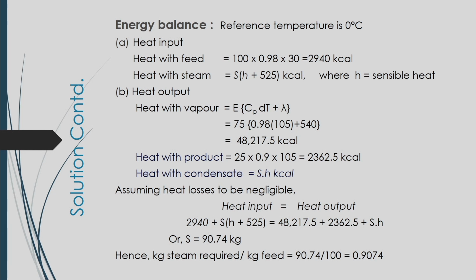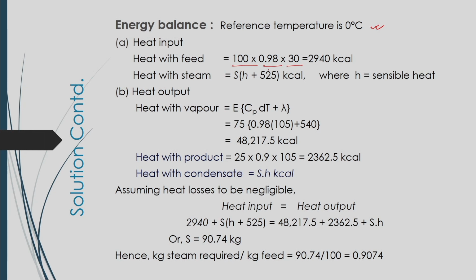Now, you have to do the energy balance there. For that energy balance you have to consider some reference temperature. In this case we are considering the reference temperature as 0 degree Celsius. Now, we first have to calculate the heat input. Heat with feed will be equal to, since the feed amount is 100 kg and the specific heat of that feed stream is 0.98 and the temperature difference is 30 degrees Celsius.